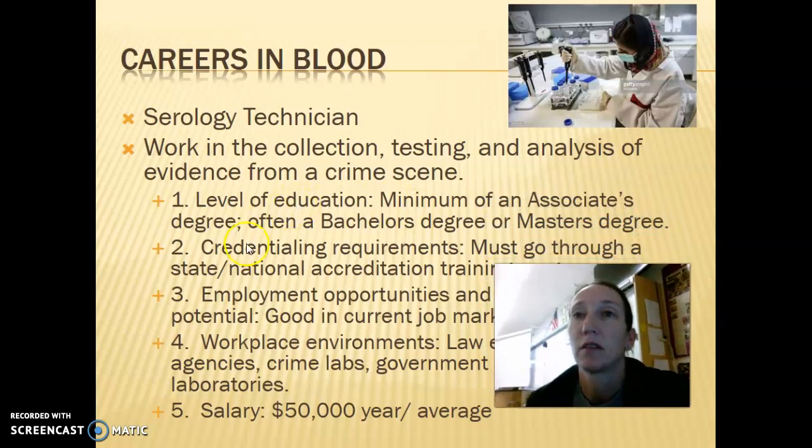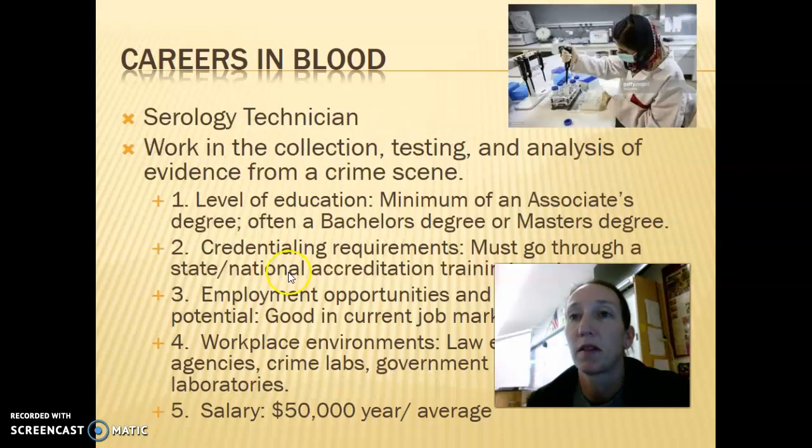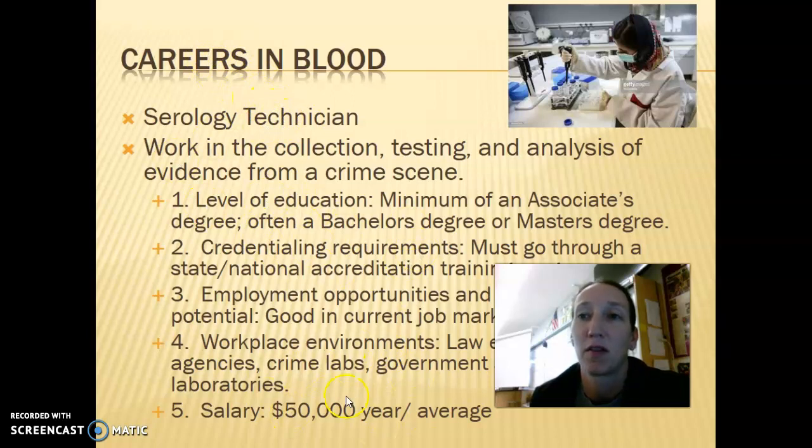Serology technician. Like when you look at these, the DNA criminalist is testing your blood and bodily fluids. And then the serology technician does the same thing when it comes to testing and analyzing different crime scenes. But these ones have a higher level of education. It's kind of like being the doctor versus the nurse. So a serology technician is more of the doctor, and that's why you get paid more.